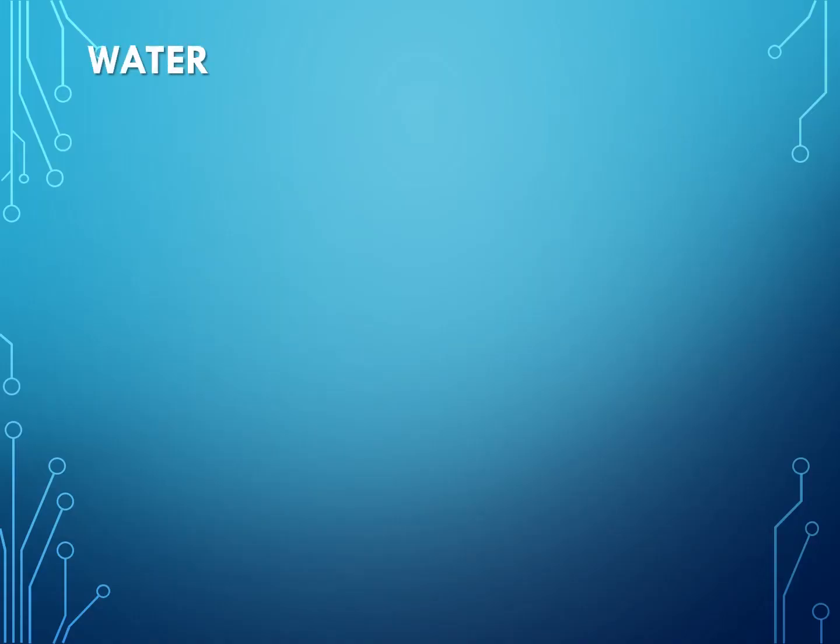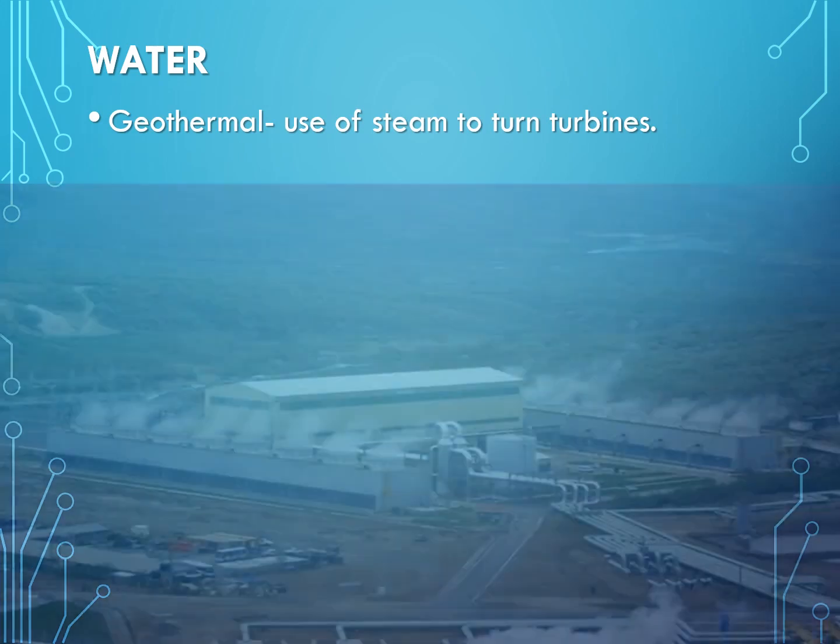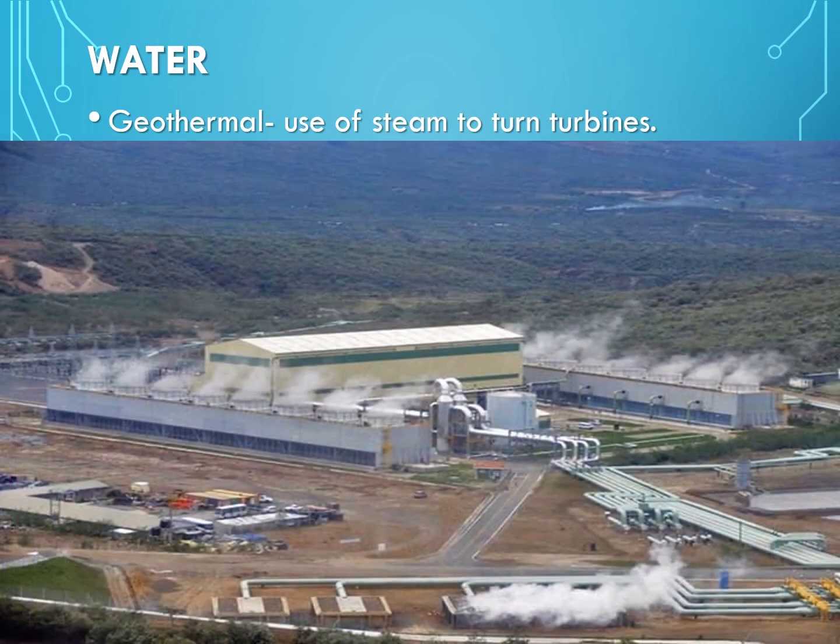So we look at the other renewable source of energy, that is water. Now in water we shall look at several ways in which water can be used as a source of energy. We shall start with geothermal. Geothermal is where you are using steam. If you look at that, that is Olkaria geothermal power plant.